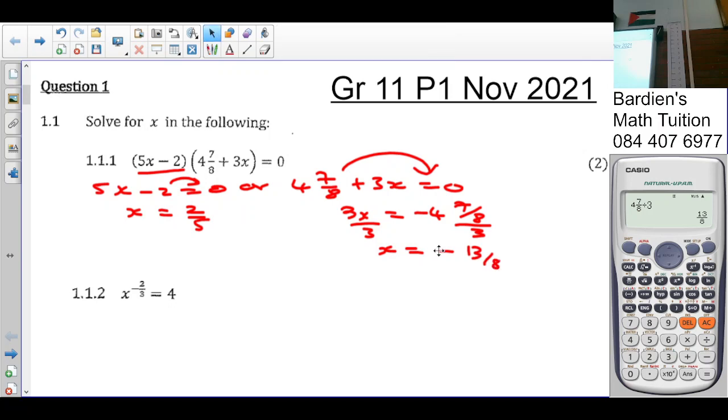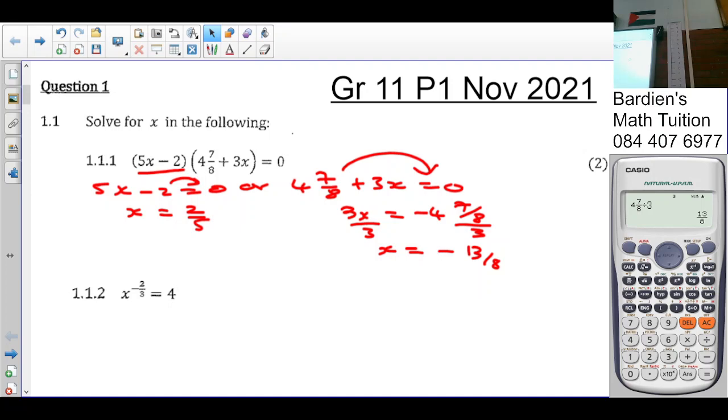Any confusion? Yes? You've multiplied it out, then you add your like terms, then you substitute into the quadratic formula, not so? Then you'll get x equal to 2 over 5 and negative 13 over 8 as well. So you're going to land up with exactly the same thing.